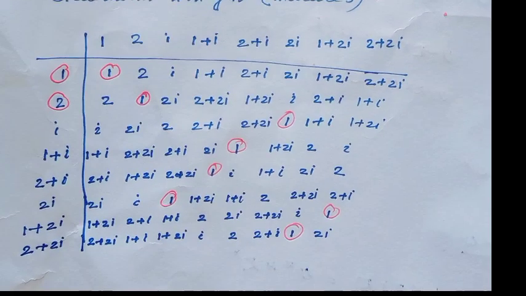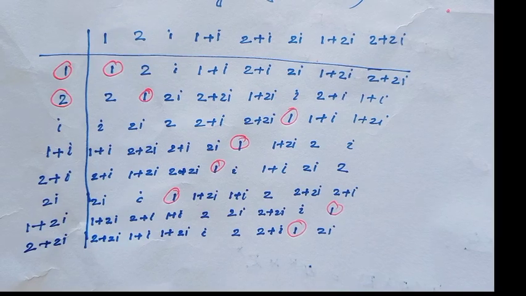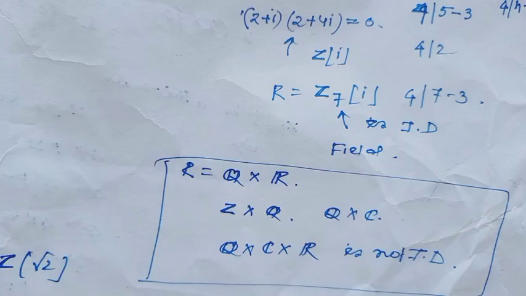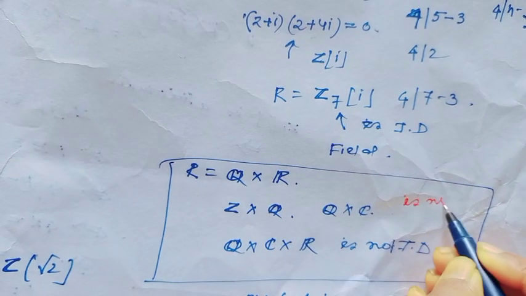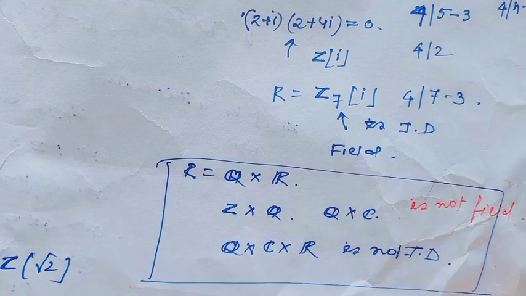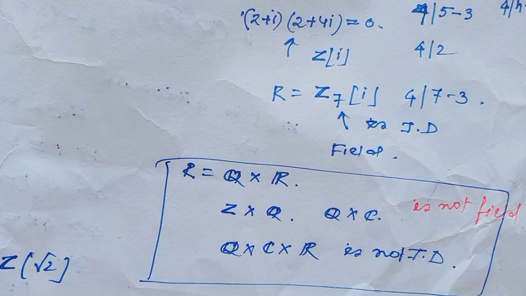Just notice in a better way. If we consider rings such as Q cross R, Z cross Q, Q cross C, R cross Q, C cross Q, obviously this type of ring is not an integral domain. Since it is not an integral domain, it is not a field, because this type of ring contains zero divisors, as we have seen a few minutes ago.